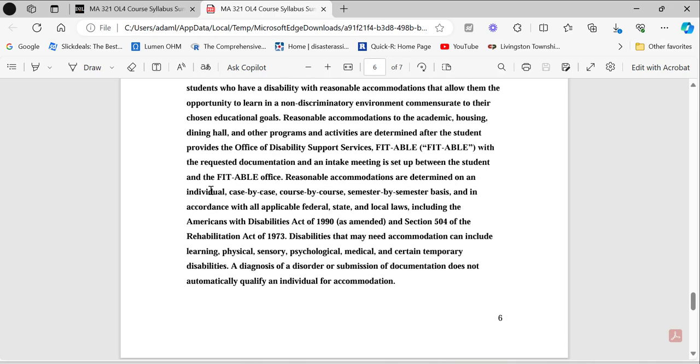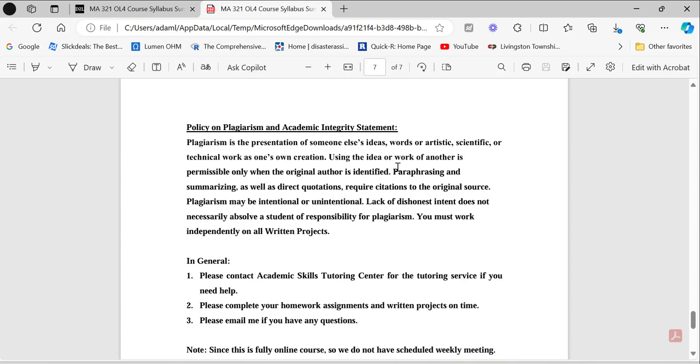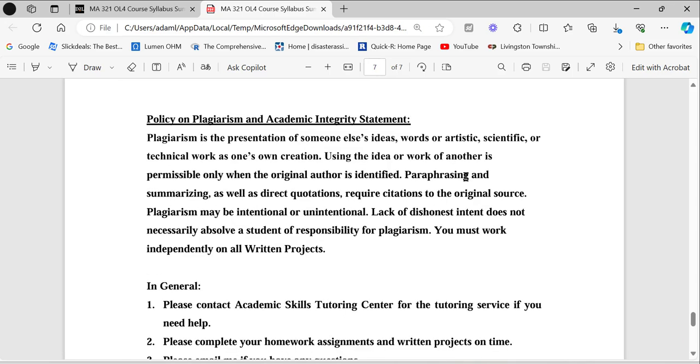You can just shoot me an email. I will provide that for you. And the policy on plagiarism and academic integrity statement.